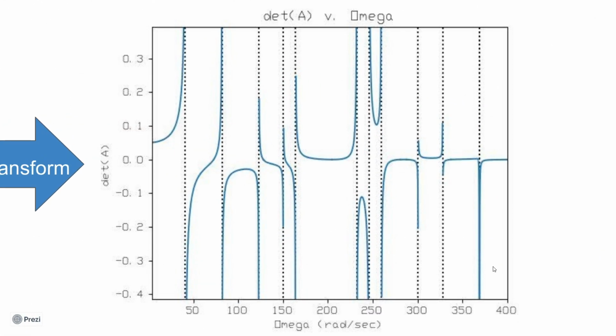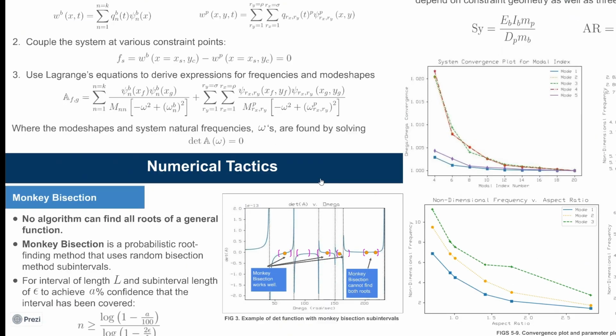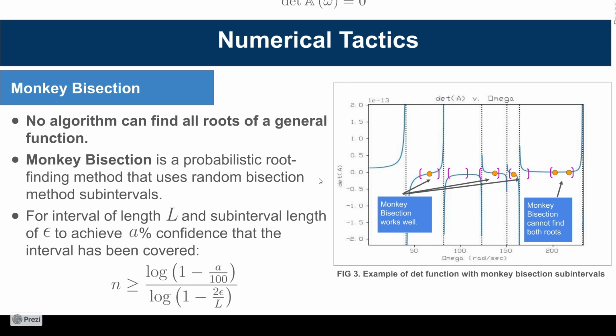Now the question is, what does the determinant as a function of omega, the natural frequency, look like? It looks something like this. As you can see, it's a pretty unique looking function. These dashed lines here represent the asymptotes of the function that occur at all the natural frequencies of the individual beam and the individual plate. Again, the roots of this function, where it crosses zero, are the new natural frequencies. In practice, finding, say, the first 5 zeros of this function is quite difficult.